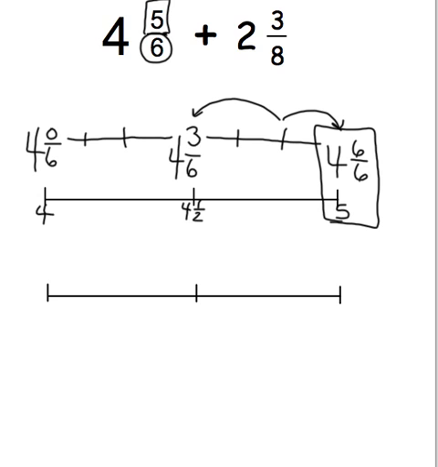Now let's look at the second number, 2 and 3/8. What two whole numbers does 2 and 3/8 fall between? 2 and 3/8 falls between 2 and 3, with 2 and 1/2 in the middle.